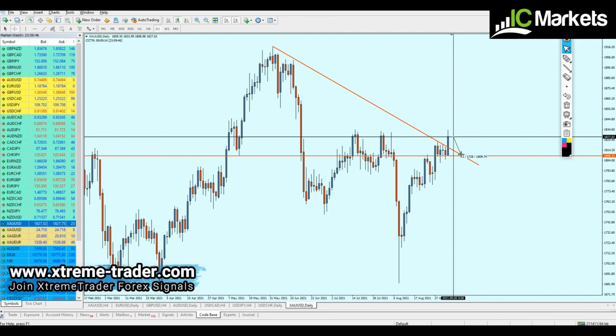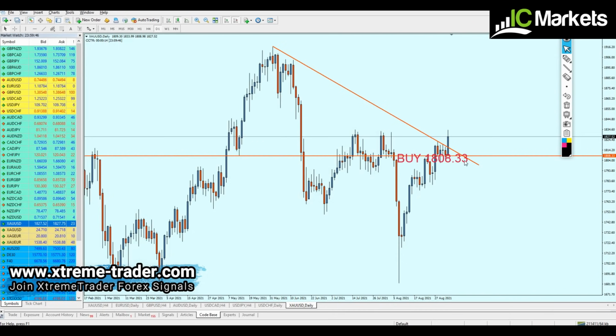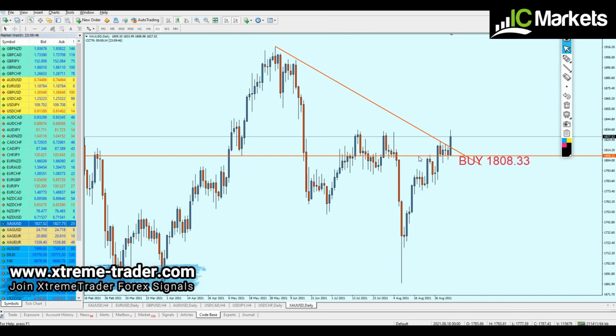Exactly right from that level, we have to wait for the pair to fall for another 185 pips before we can start actually buying it. So therefore, buy the gold at 1808.33. And if you guys are worried that this is going to take a long time to be triggered, don't worry, it's actually going to happen very fast. The gold is moving very quickly, and I believe it's definitely going to reach our buy level by, I think, Monday night.